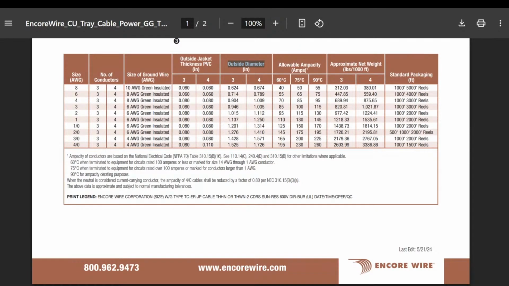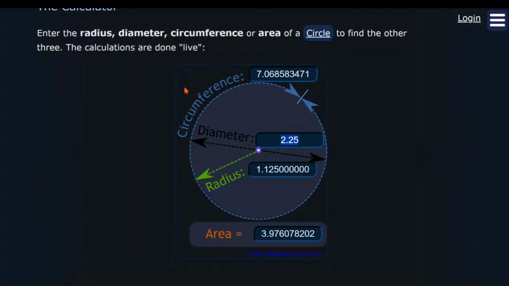And then we'll go here and we'll put the diameter in here. So 1.571, okay? And the area on that is going to be 1.938. Now, you only need to go to 4 places out. So 1.938 would be for that cable, okay?